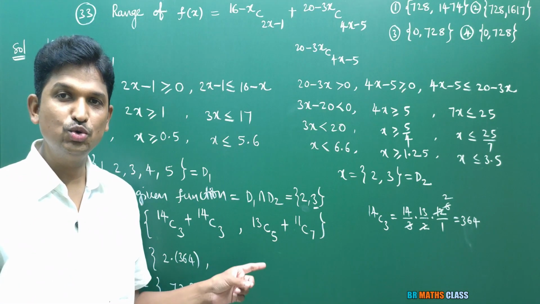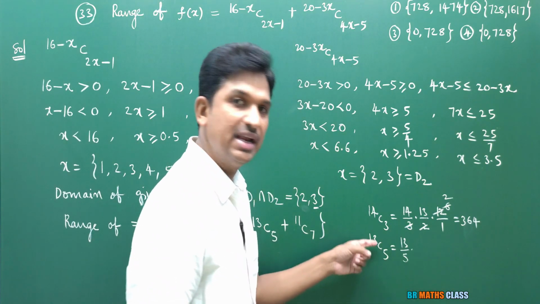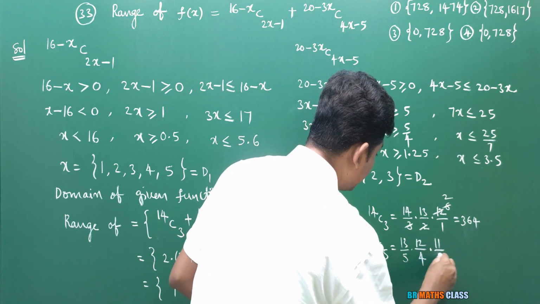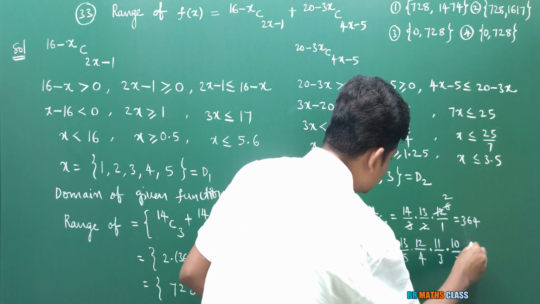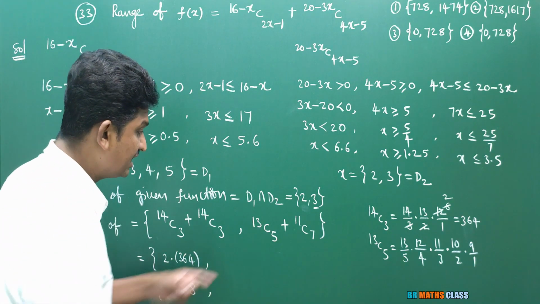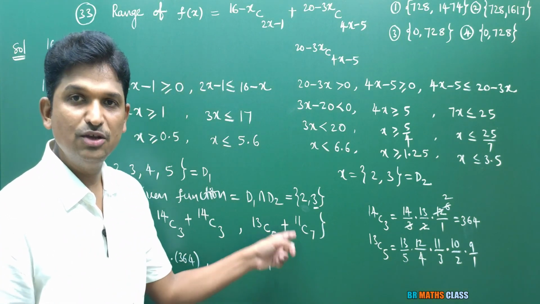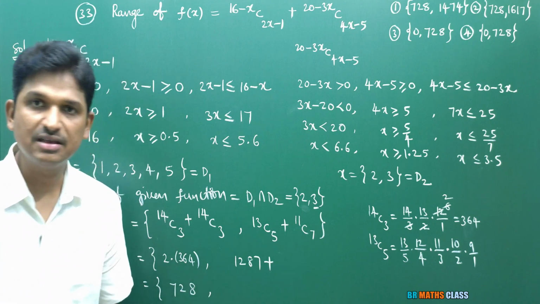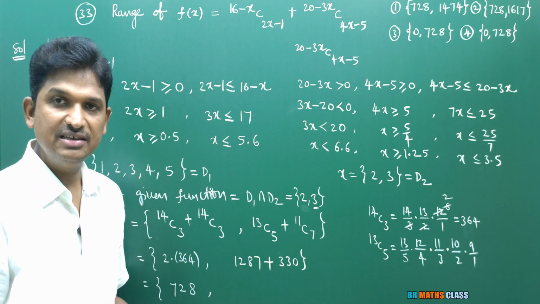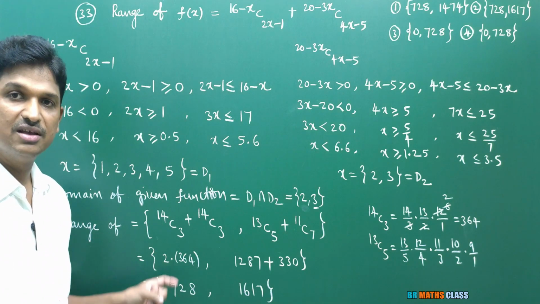Similarly, I want you to calculate this 13C5 plus 11C7. How will we calculate 13C5? 13 divided by 5 into 12 divided by 4 into 11 divided by 3 into 10 divided by 2 into 9 divided by 1. I want you to simplify this. After simplifying this, you will get 13C5 as 1287. Plus, similarly you calculate 11C7. 11C7 is 330. 1287 plus 330 is 1617. The range of the given function contains two elements, 728, 1617.